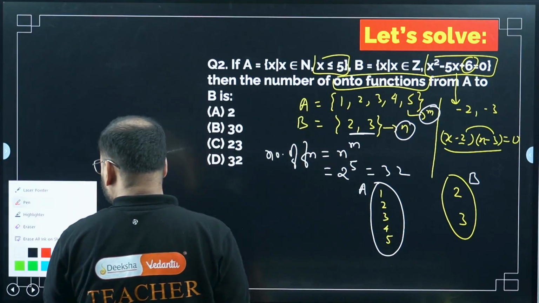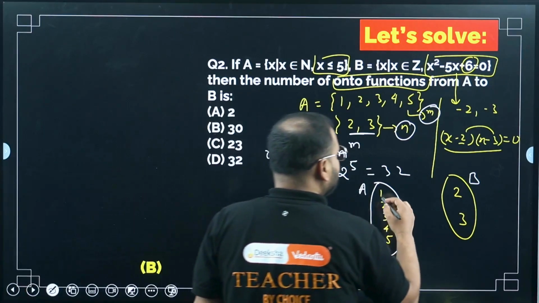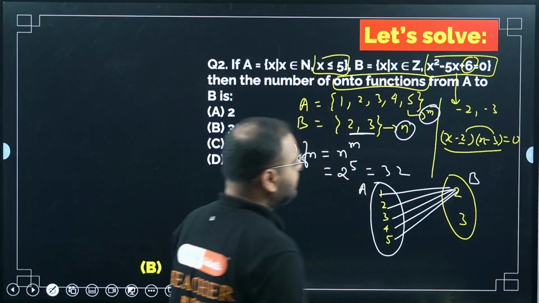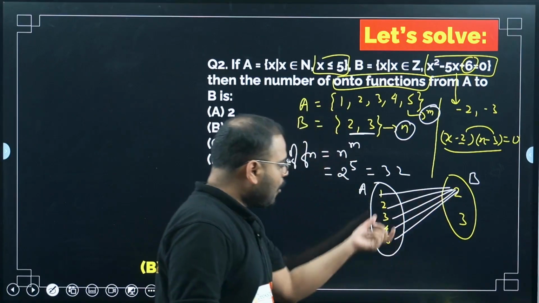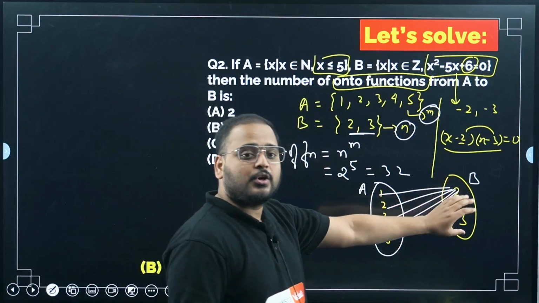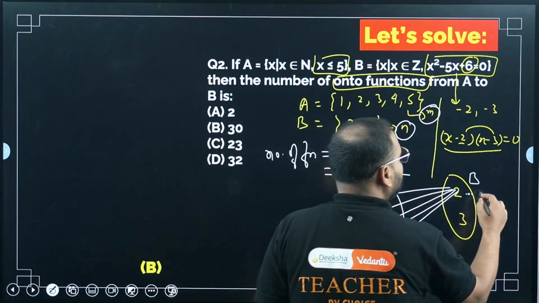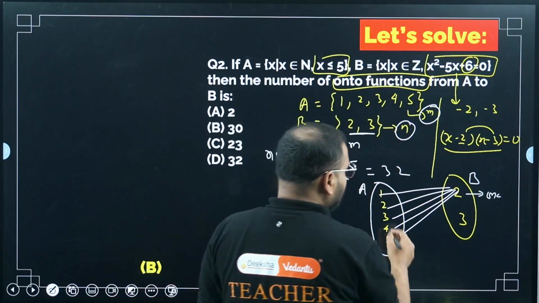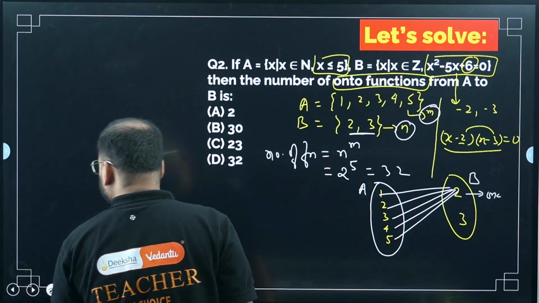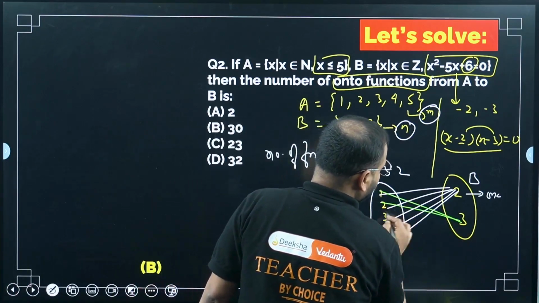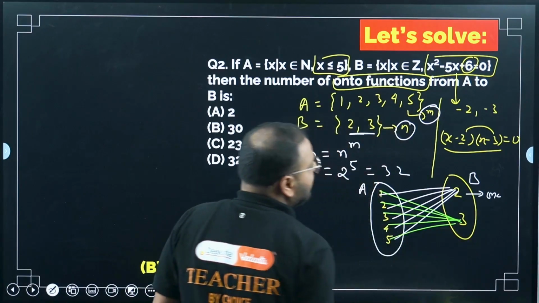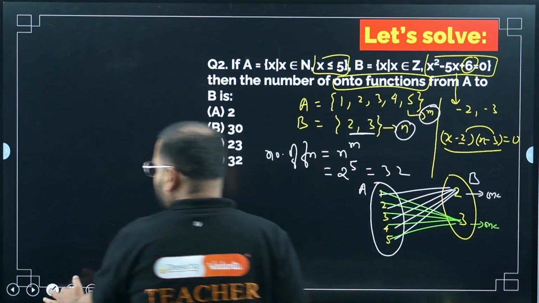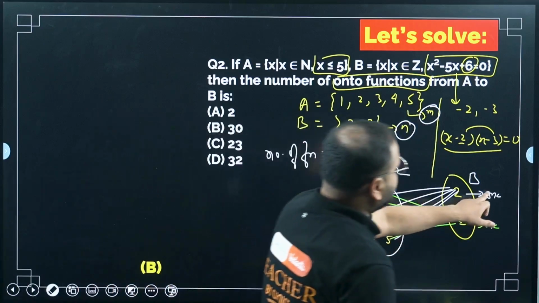So I can have a situation which will be a function when the function is like this, meaning all of the elements of A have only 2 as the image. So that can be one such function. And again I can have the same situation for the second element, 3, with all the elements going to 3. Again I have one such situation. So I am having 2 situations.